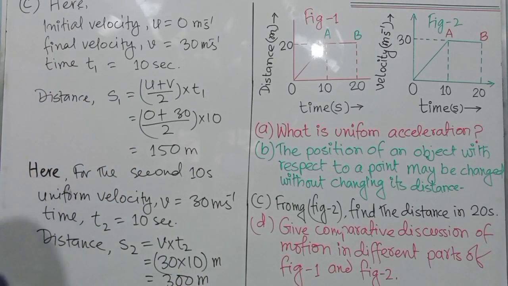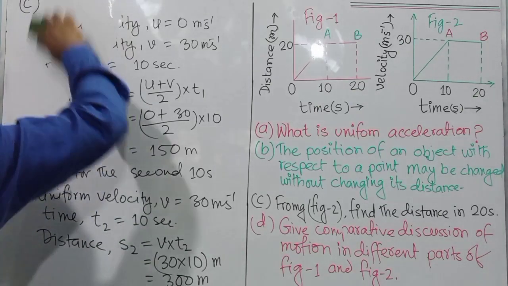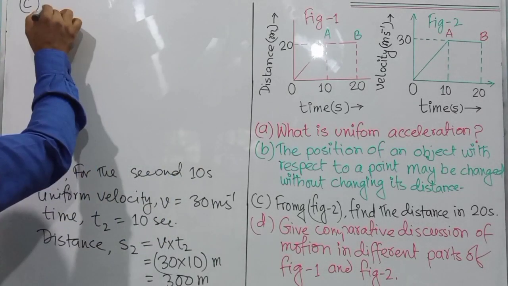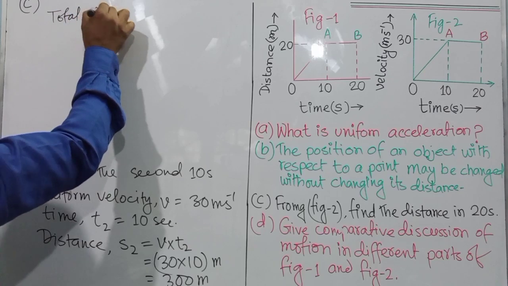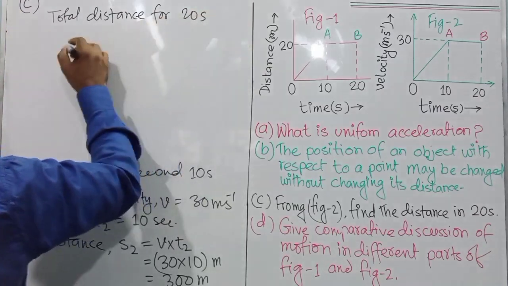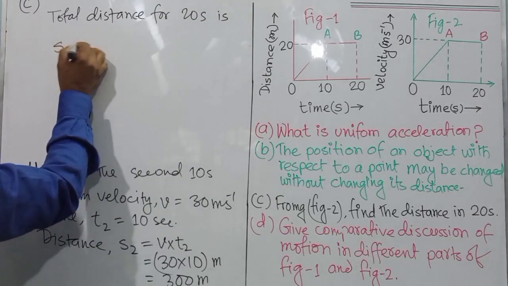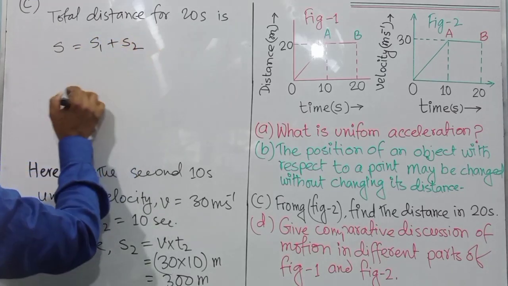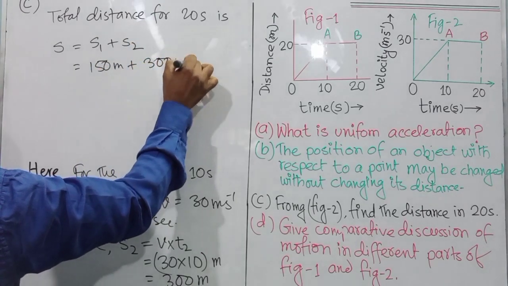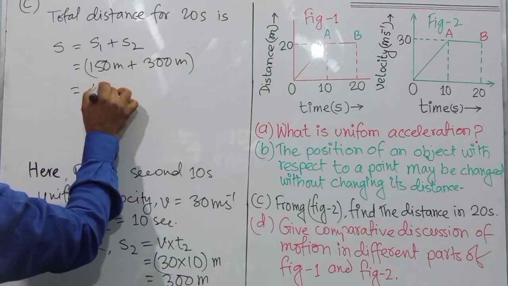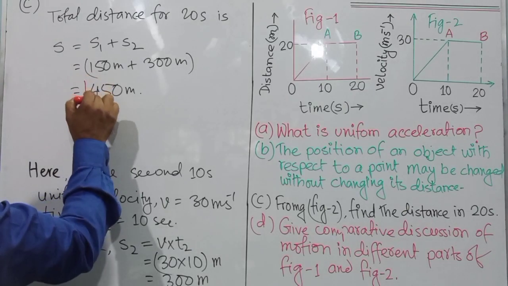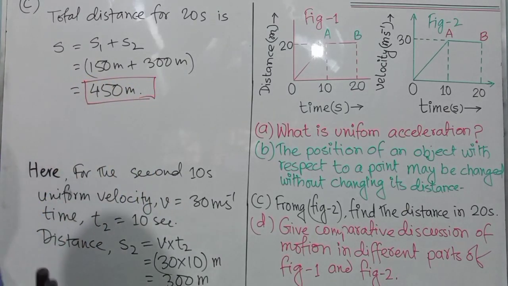So the total distance for 20 seconds, if denoted by S, will be S1 plus S2, that is 150 meter plus 300 meter. It will be 450 meter. This is our final answer for question C.